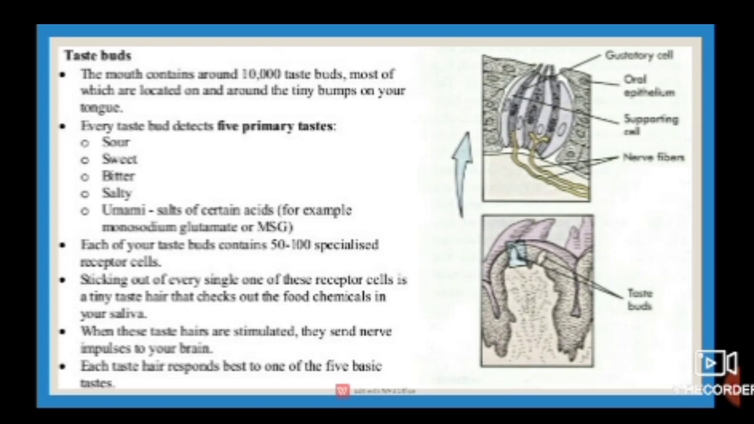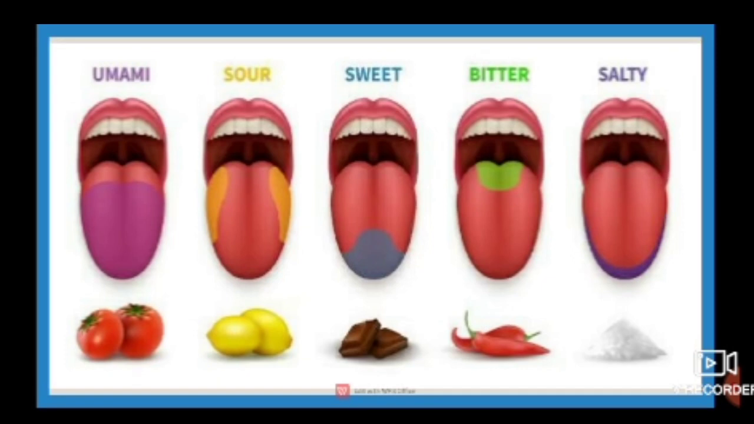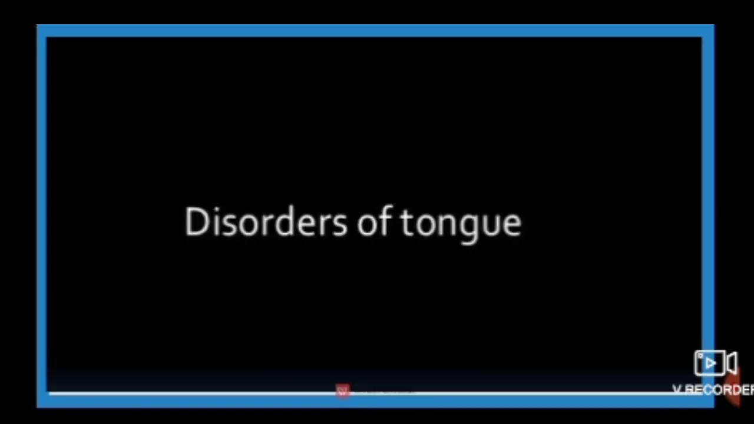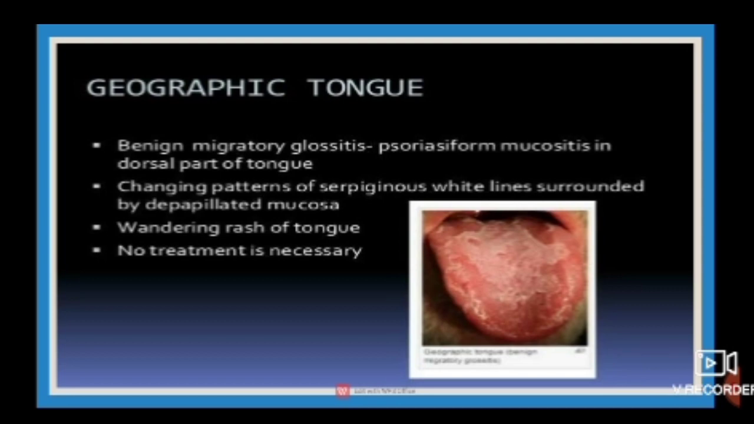Then there are many disorders of the tongue. First is geographic tongue, then strawberry tongue, then ankyloglossia, hairy tongue, and SCC of the tongue. So first we discuss geographic tongue. What is geographic tongue, what is the condition, and what are the symptoms? There are several terms I will discuss.